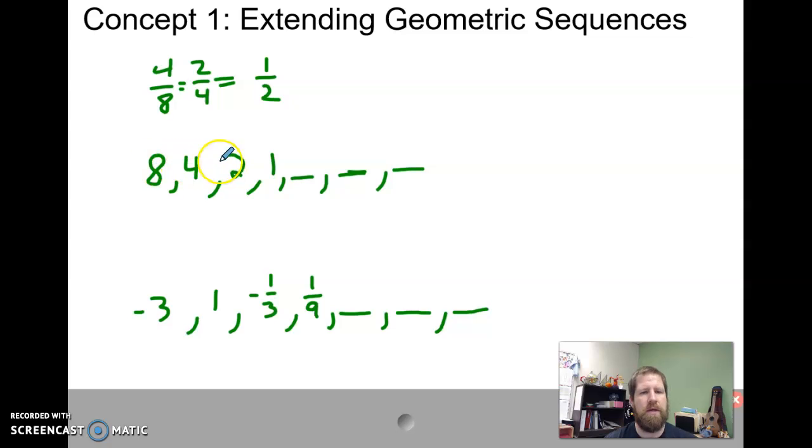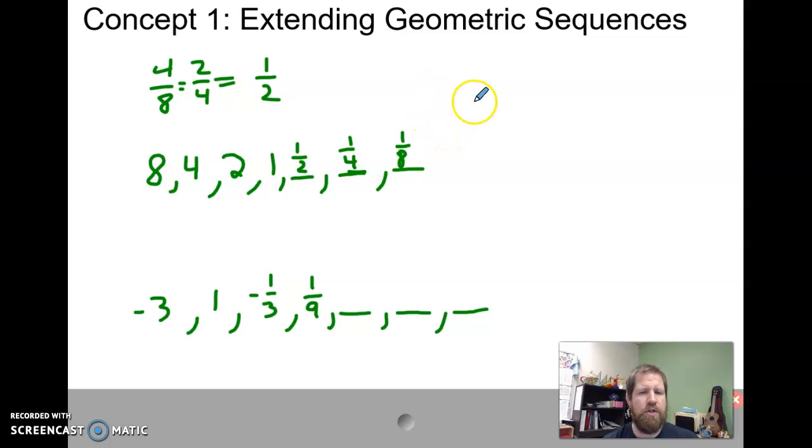So each time I go to the next number, I am multiplying the previous number by 1/2. 1 times 1/2 is 1/2. 1/2 times 1/2 is 1/4. 1/4 times 1/2 is 1/8. Okay, fairly straightforward.